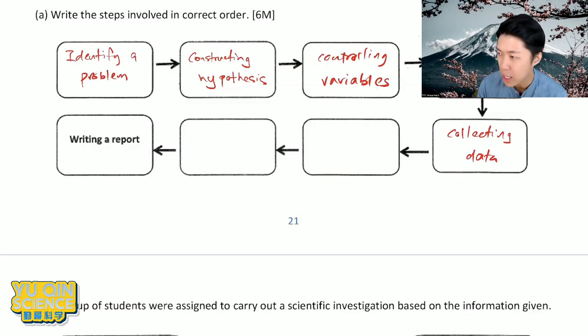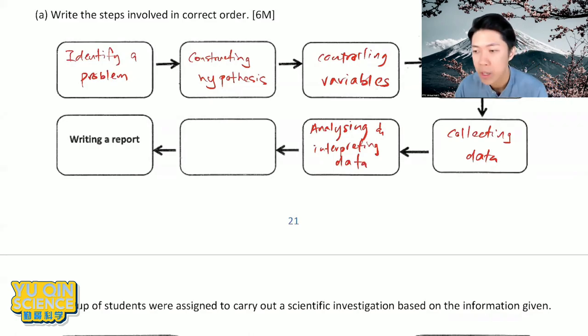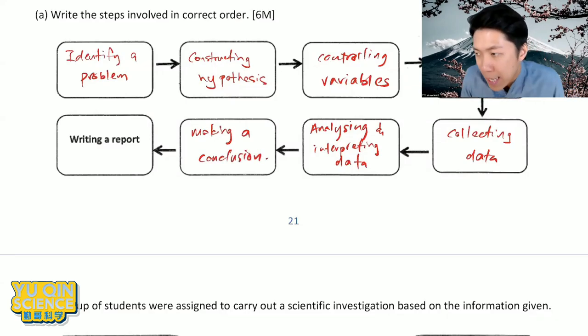After you collect data, you have results, you have to analyze. So the next one will be analyzing and interpreting data. After you have analyzed and you think, okay, I get it, this experiment is successful, you analyze your data, then last you make a conclusion. So ladies and gentlemen, the conclusion of the experiment is blah, blah, blah. So then the next one, making a conclusion. And then write a report.